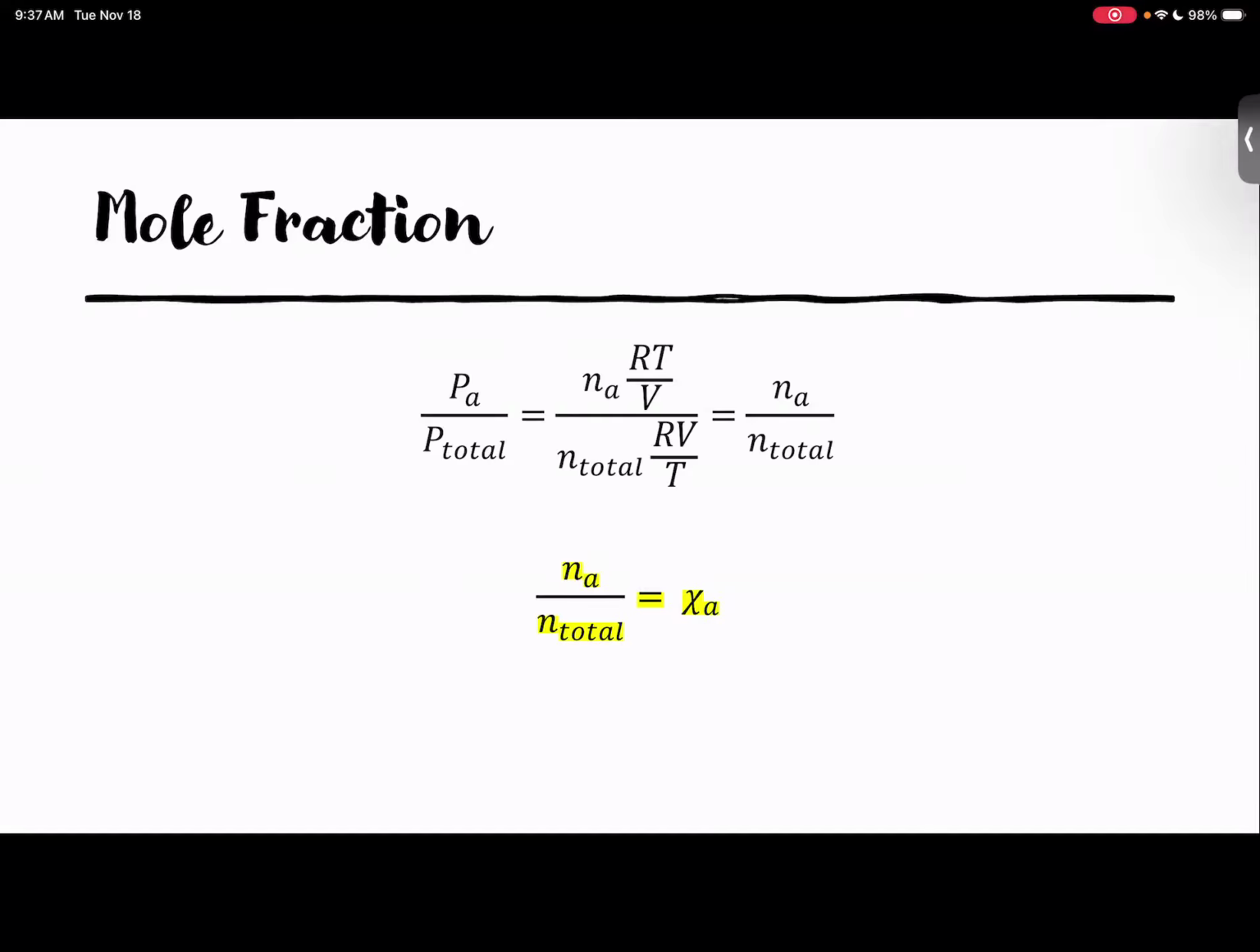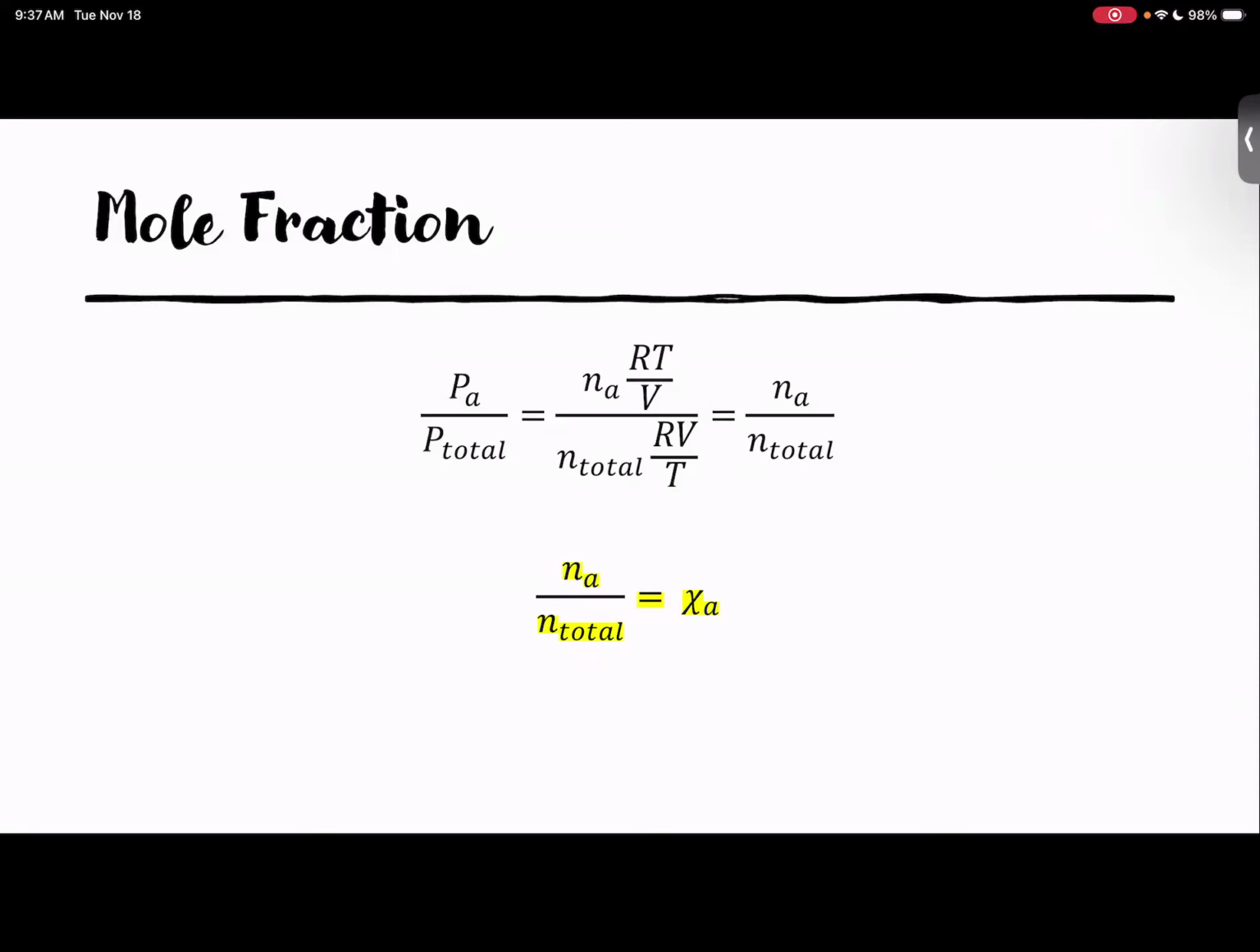What we have solved for, if you just look at the top of this, is the pressure of A is equal to nA RT over V, and P total is equal to n total RT over V. Meaning the pressure of A over pressure total is equal to nA over n total, because the RT over V, that should have been RT over V, cancels out. These cancel out.